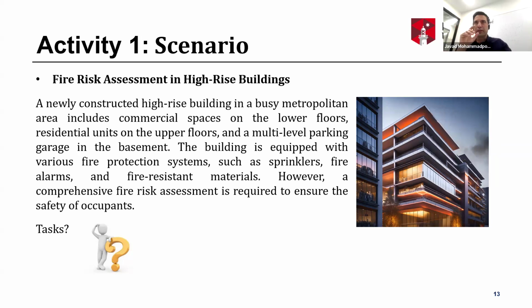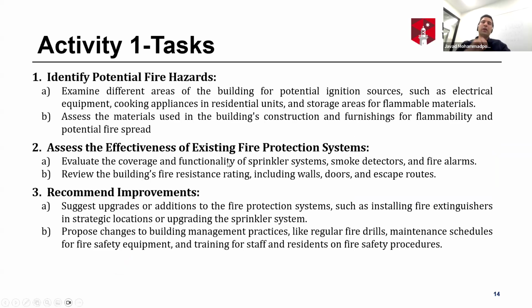But as a fire risk assessment, if you are an expert and you go to visit this building and provide a report, you first need to check the potential fire hazards. So have a look at the next slide. You need to identify the potential fire hazards of this building. It means that you examine different areas of the building for potential ignition sources, such as electrical equipment, cooking appliances in the residential units, and the storage areas for flammable materials.